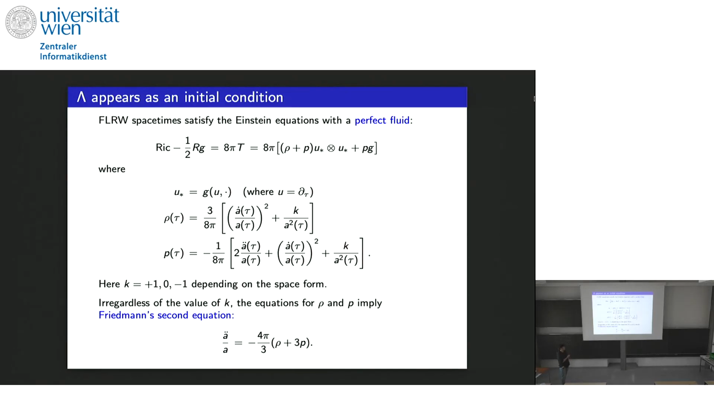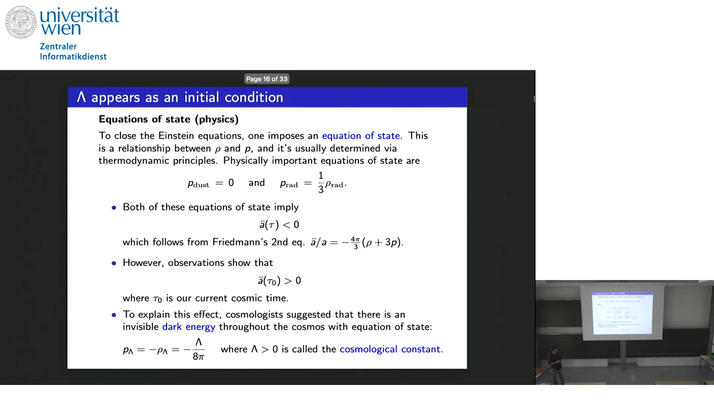If you were in the positively curved space, it was 1. If you're flat, it's 0, and if you're in the hyperbolic case like Milne, then you're in -1. And regardless of the value of k, the equations for rho and p imply Freeman's second equation, which is given by this expression. This equation here, which is basically just the Raychaudhuri equation, holds for all of these cases, k plus 1, 0, or minus 1.